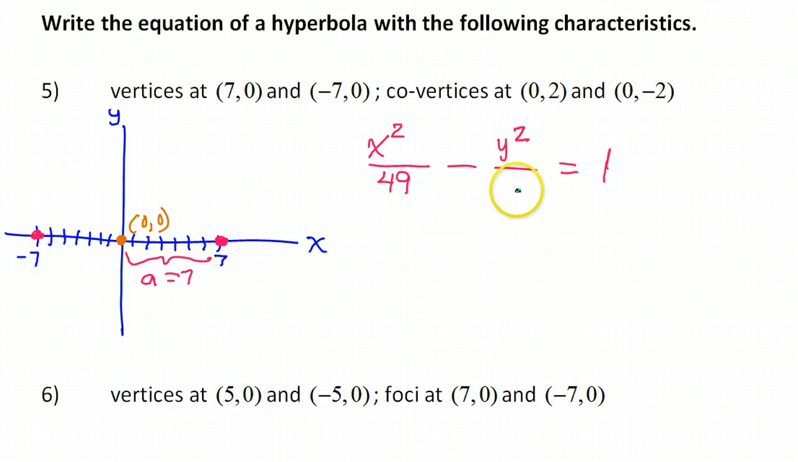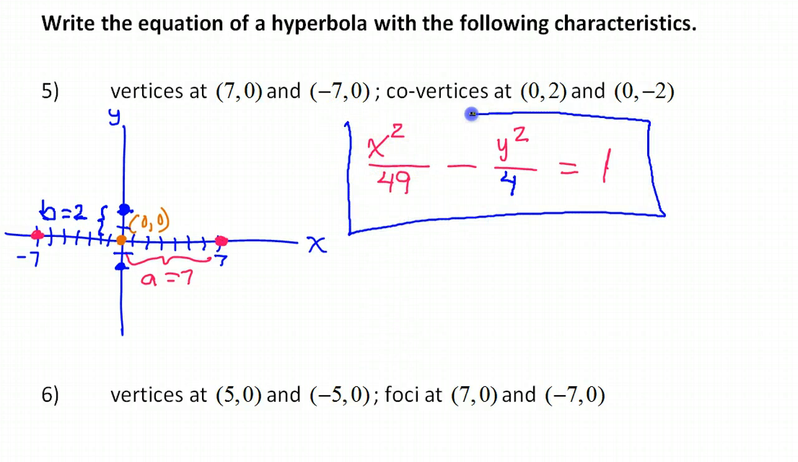Okay, all I'm missing is the b value. But I'm going to get the b value very quickly from the co-vertices. All right, my co-vertices are at (0, 2). Okay, so 1, 2, and (0, -2). All right, so these are my co-vertices right here. So that gives me my b value of 2. So b² is 4. So there you go. And that's it. That is the equation of the hyperbola with the given characteristics.